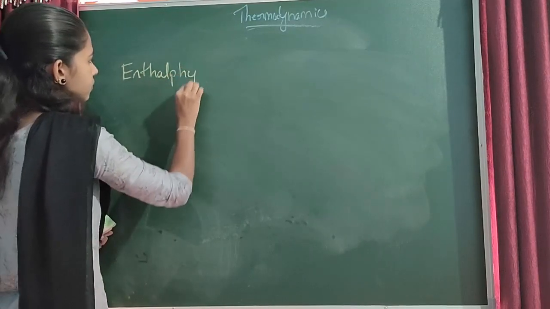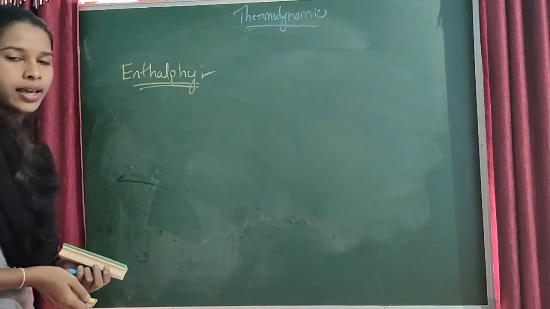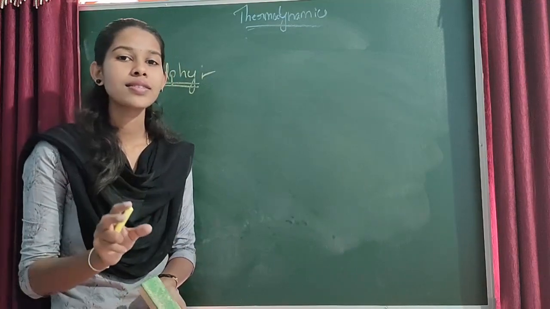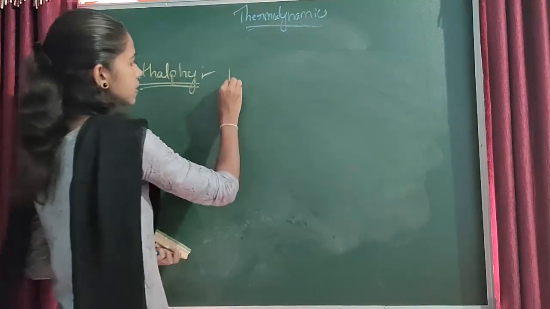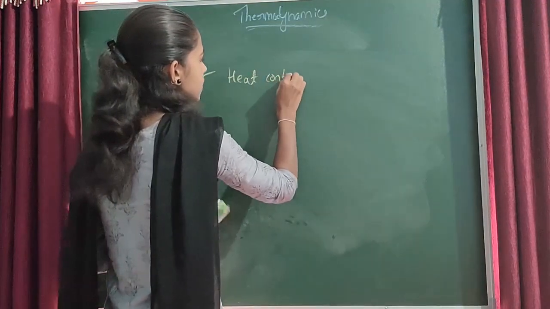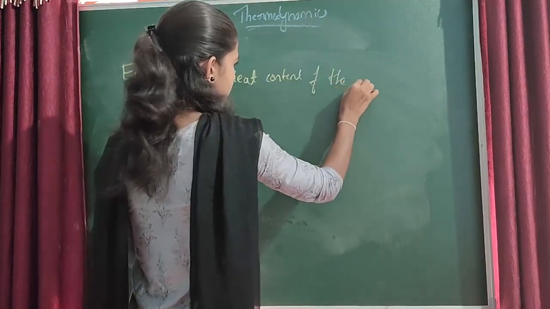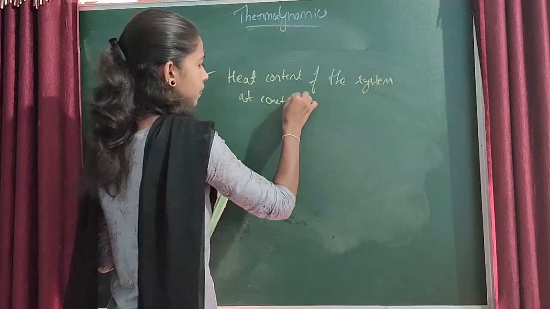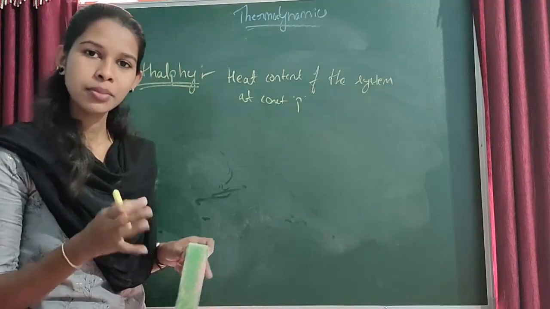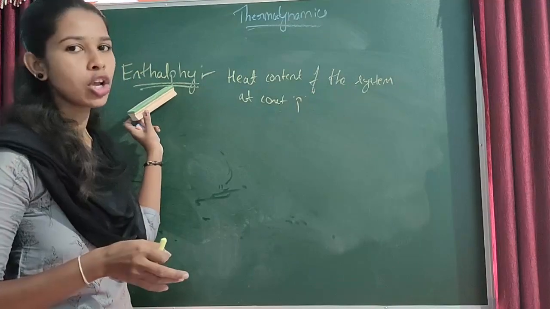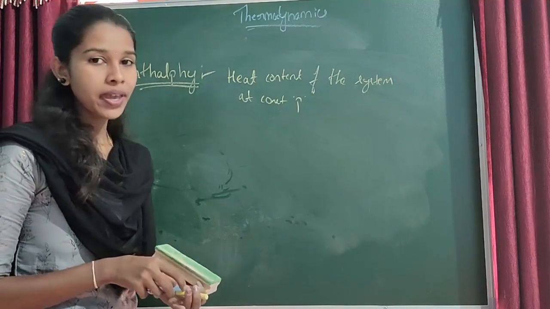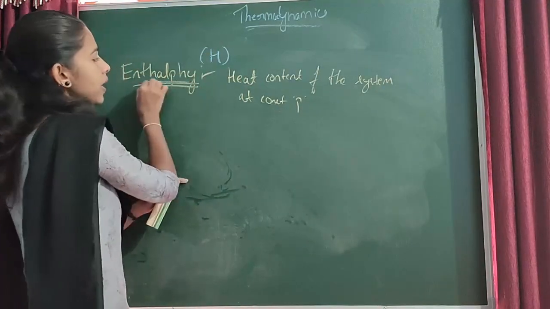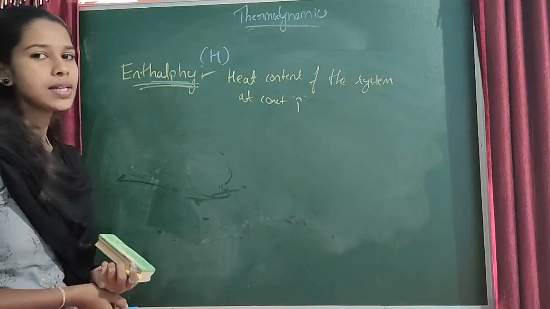Enthalpy. Enthalpy means heat content of the system at constant pressure. Whatever the amount of heat present in the system at constant pressure is called enthalpy of that system. And enthalpy is represented by the symbol capital H.